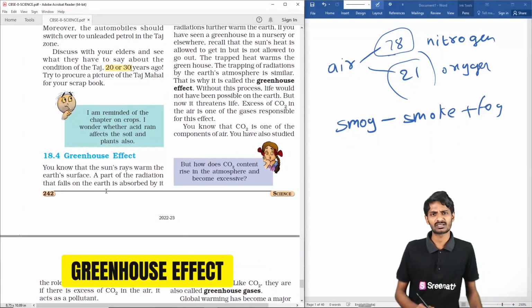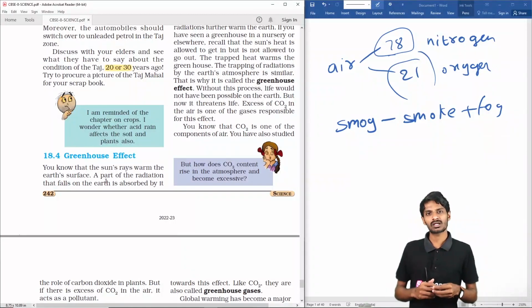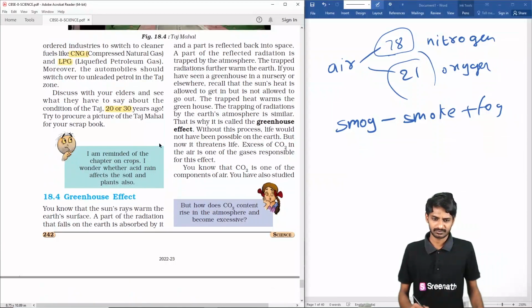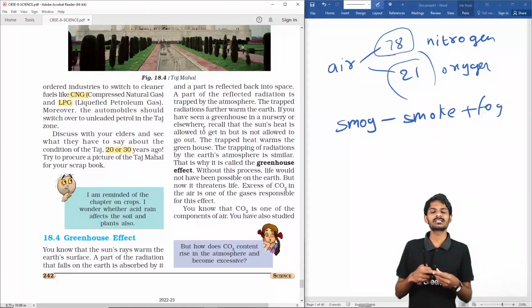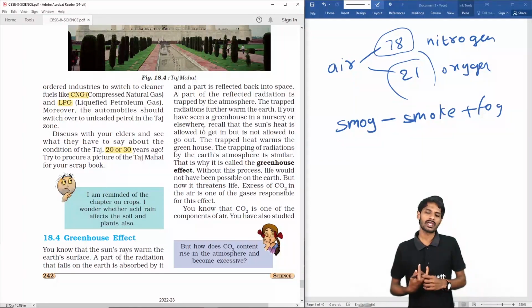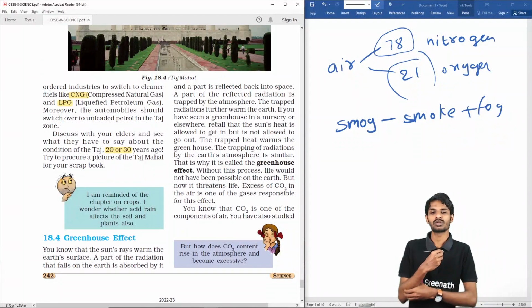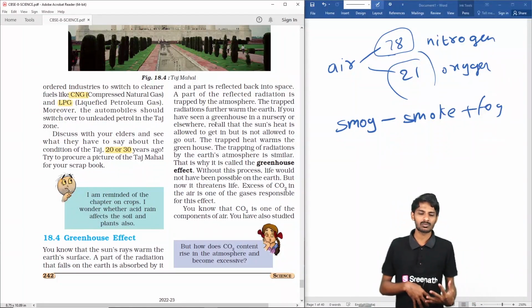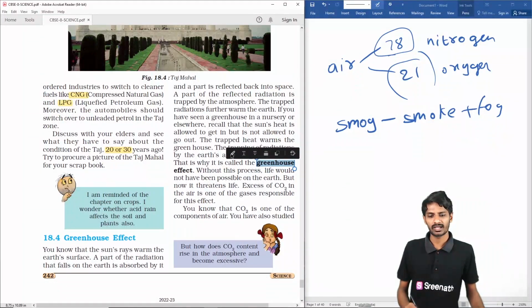The next thing is the greenhouse effect. We know that sun rays come onto the earth, and half of them are reflected back, and half are captured by the atmosphere, which absorbs and stores it and keeps the earth warm. After some time it is reflected into space, but because of these greenhouse gases, the radiation from the earth's atmosphere is not reflecting back, so the earth is getting warmer, friends. This is called the greenhouse effect.